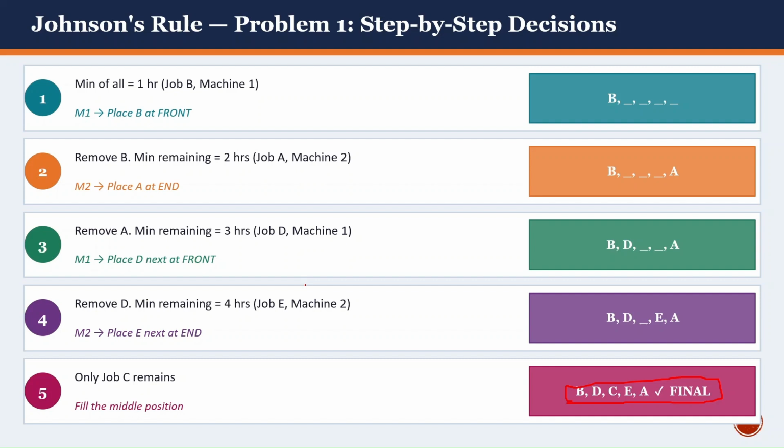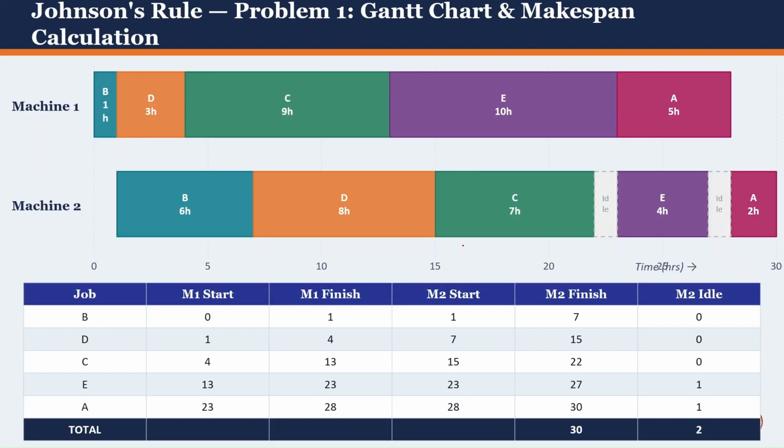Okay, so moving ahead, we'll be going for the Gantt chart preparation. So this is a Gantt chart which will give you the makespan calculations. So what is the makespan calculation? Now we'll start on M1. B is 1 hour. D is 3 hours. C is 9 hours. E is 10 hours, and A is 5 hours.